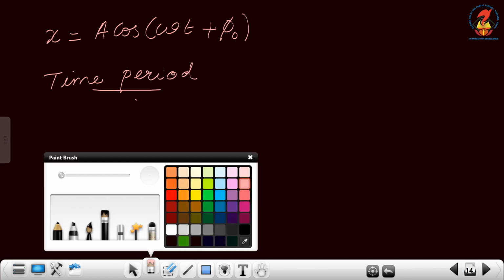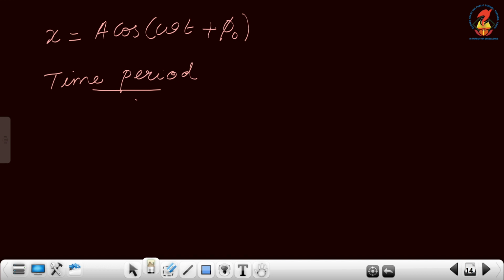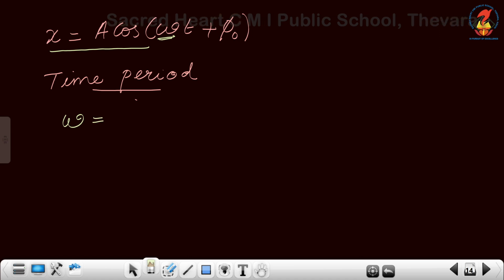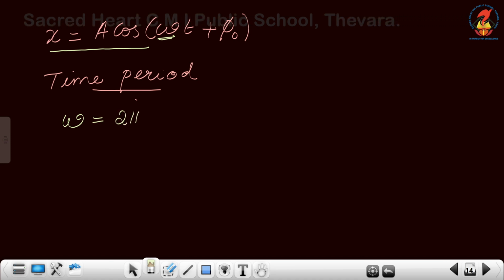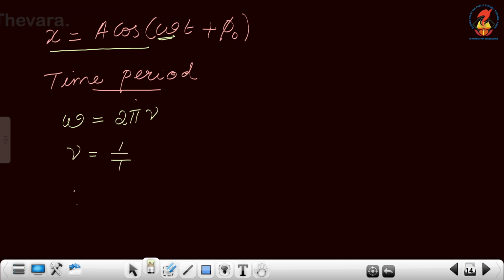We all know what is time period. What is time period? It is the time taken by the oscillator to complete one oscillation. Now, in the solution of the differential equation, we know omega is the angular frequency of the harmonic oscillator, and the angular frequency is related to linear frequency using the equation omega is equal to 2 pi nu. Our aim is to find out the time period, and we know frequency is the inverse of time period. So, we can write omega is equal to 2 pi by capital T.